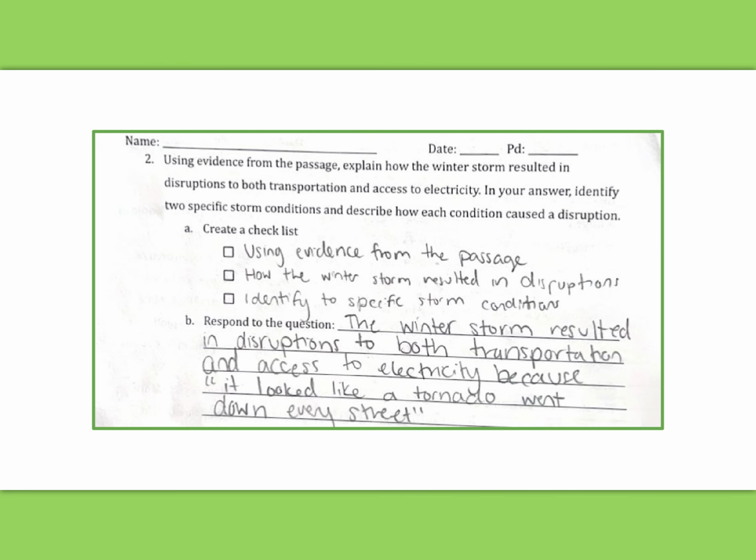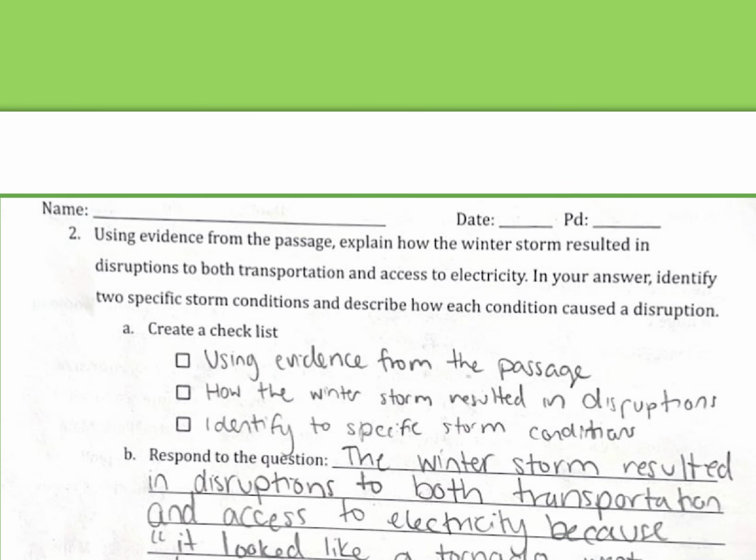Another skill on your skills midterm is going to be answering open response, like written response questions. So here we're going to focus on marking up the question, understanding what it's asking us, and making sure that we have a checklist for all important parts. This question asks, using evidence from the passage, explain how the winter storm resulted in disruptions to both transportation and access to electricity. In your answer, identify 2 specific storm conditions and describe how each condition caused a disruption.